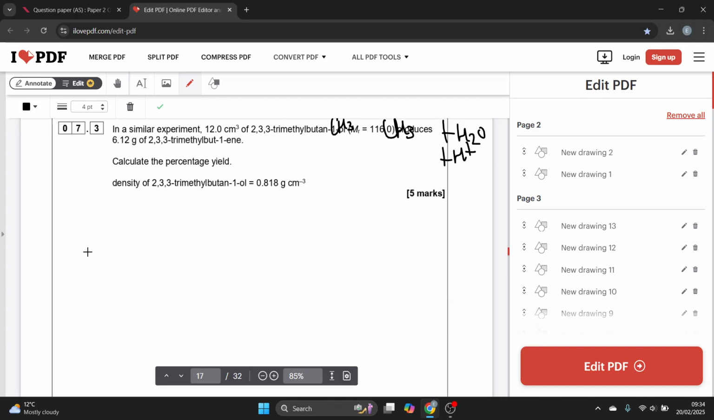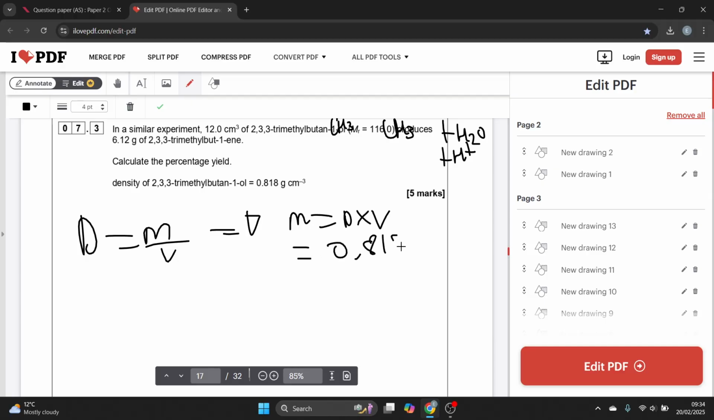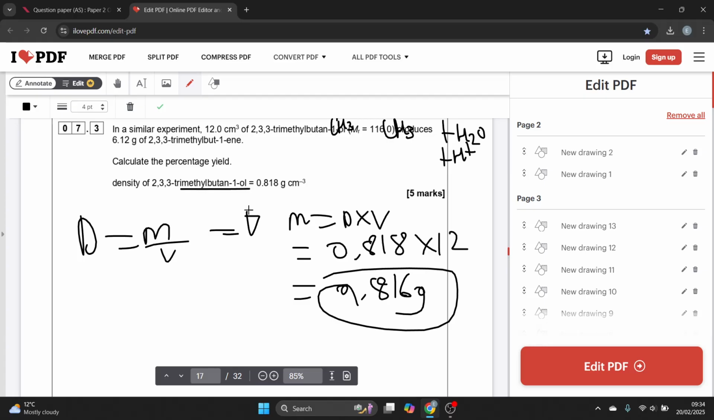Question 7.3, in a similar experiment, this much produces this much butanol. You calculate percentage yield. First things first, you calculate the mass. Density equals mass over volume, therefore mass equals density times volume, which is 0.818 times 12, 9.816 grams. Once I've got the grams of 2,3,3-trimethylbutanol, I can find the moles of it by doing mass over Mr.